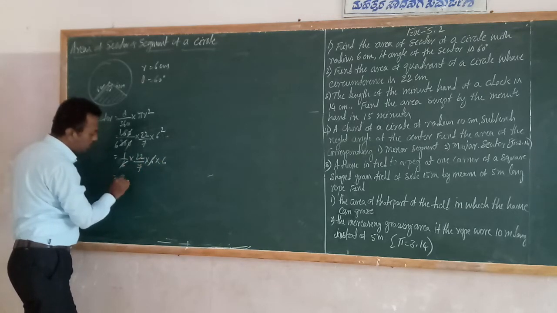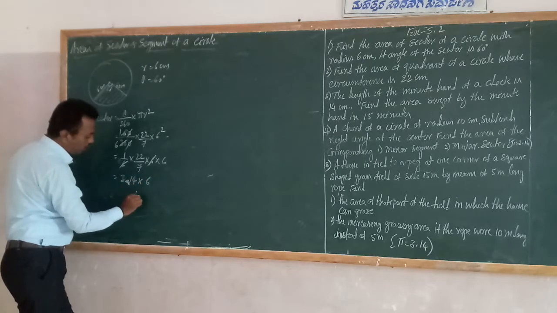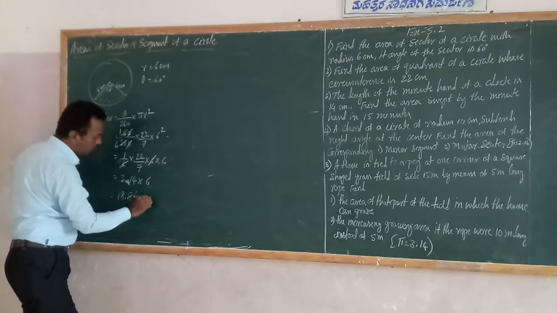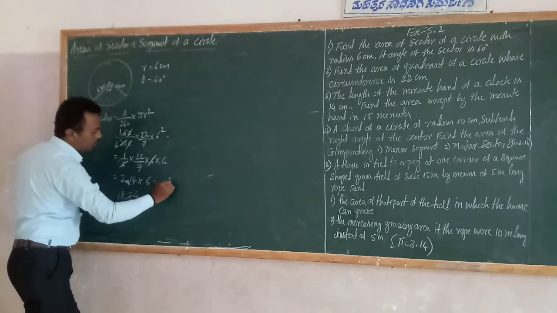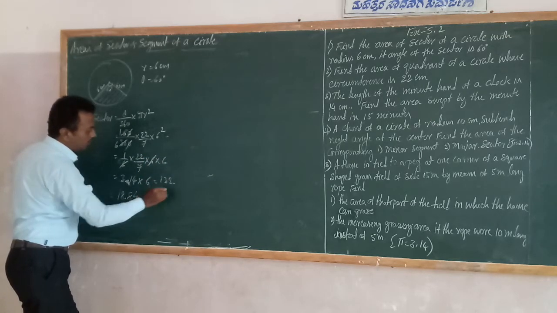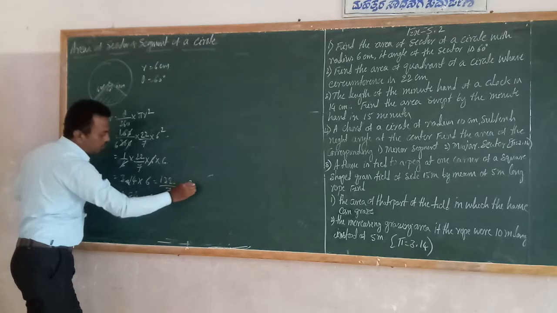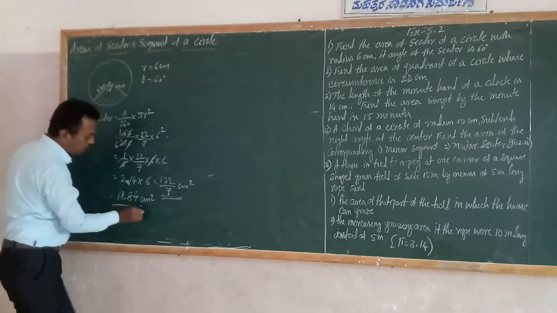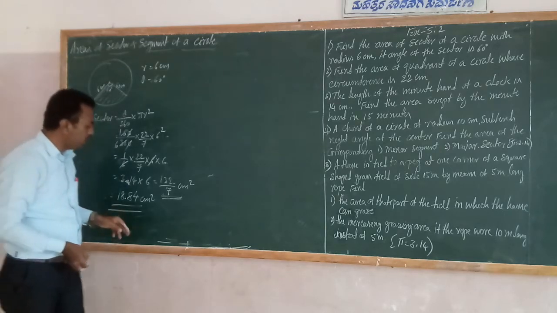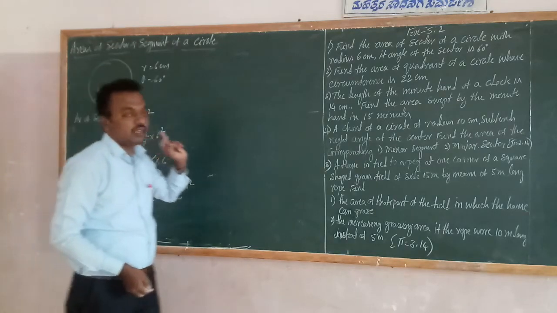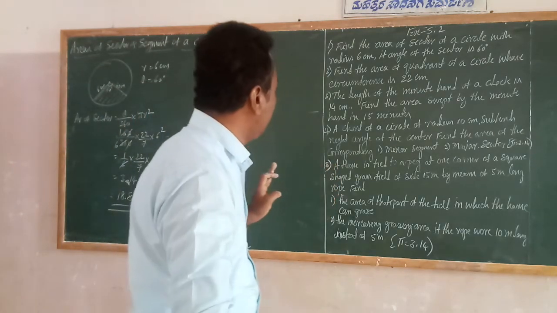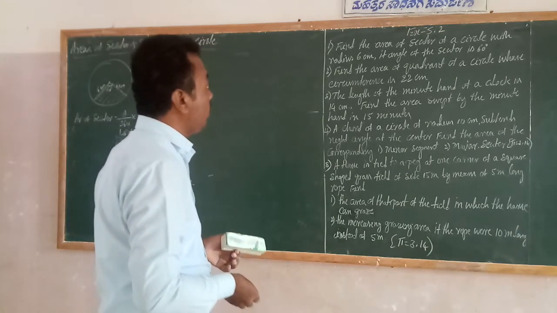Here 22 by 7, I can write as 3.14, into 6. So 6 fours are 24, 6 ones are 6 plus 2 is 8, 6 threes are 18. So 18.84 centimeter square, or 22 into 6, 22 into 6: 6 twos are 12, 6 twos are 12 plus 1 is 13, 132 by 7 centimeter square. Either the fraction form or the decimal form, both are the same. So 18.84 centimeter square or 132 by 7 centimeter square. What is this? Area of the sector. You understood? Yes.